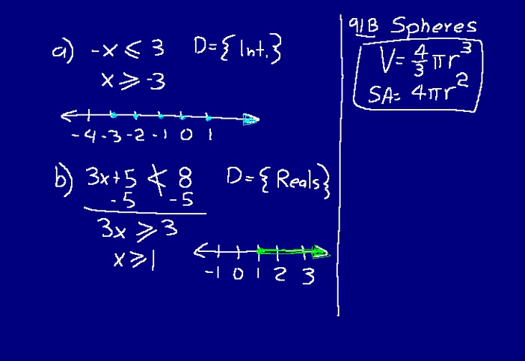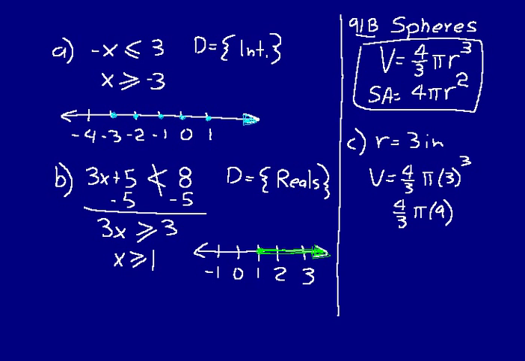So let's do a practice problem. If you had a sphere with a radius of 3 inches, I want you to find the volume and the surface area for that sphere. Well, the volume would just be equal to 4/3 times pi times 3 cubed. And so that's going to be 4/3 times pi times 9.